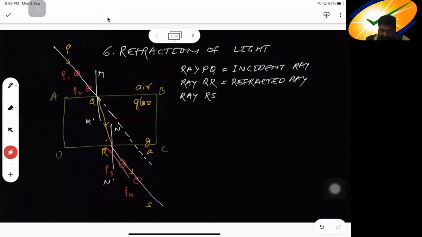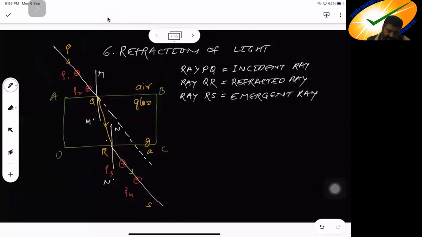अब दो बार refraction हुआ, इसको तो नहीं बोल सकते कि refracted ray 2 है, because it is coming out of the glass slab. Glass slab से बाहर आ रहा है. That is why this ray is called emergent ray. Remember that, emergent ray. So these 3 rays are very important: incident ray, refracted ray, emergent ray.